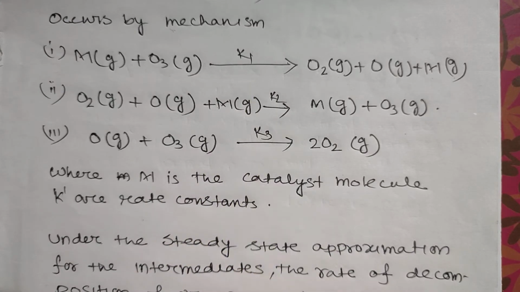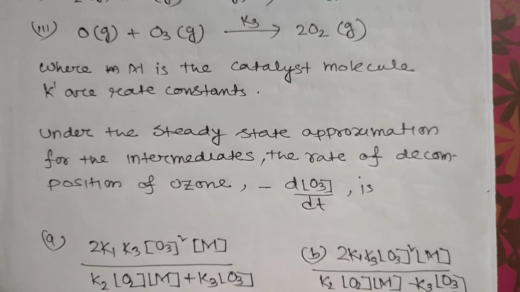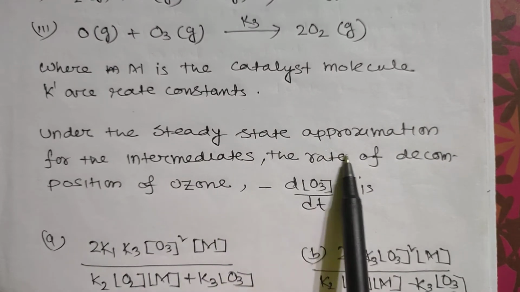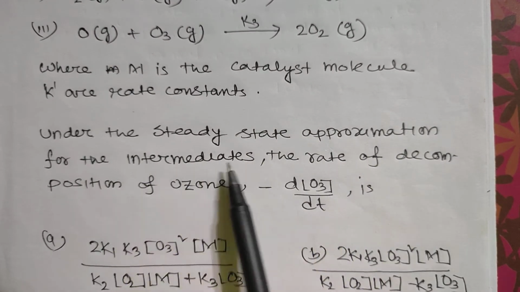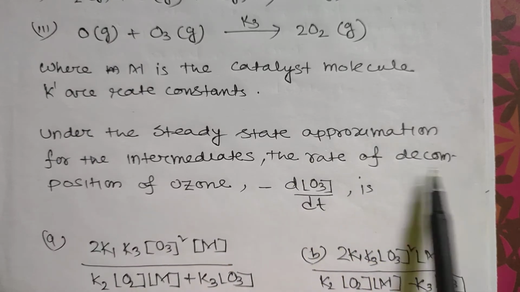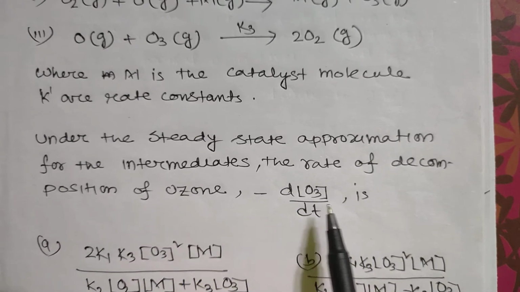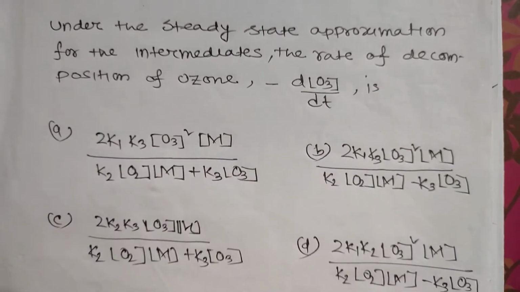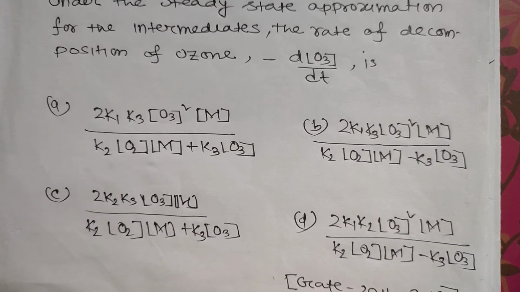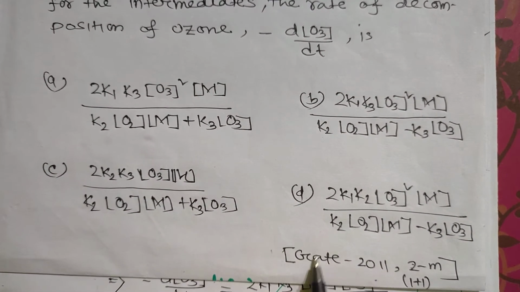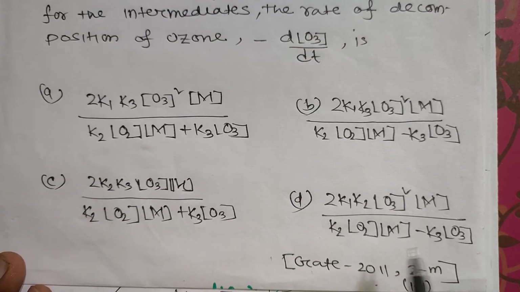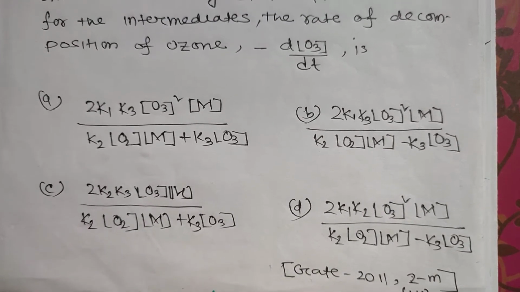K1, K2 and K3 are the rate constants for the three steps respectively, and here they said that under the steady state approximation for the intermediates, the rate of decomposition of ozone is, so there are four options. These came in GATE 2011, for 2 marks. So let's start to solve this problem.